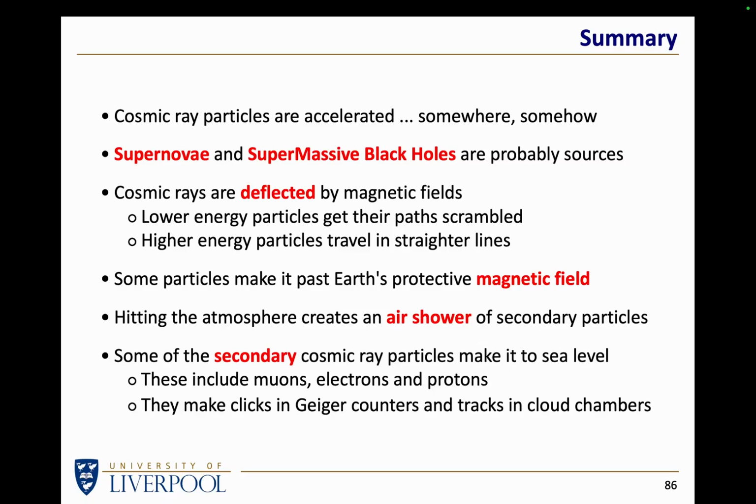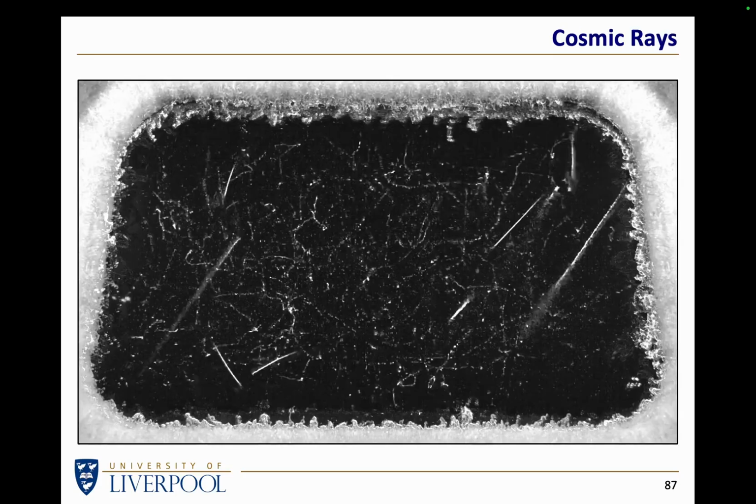So we have particles like muons and also some electrons and protons, the more familiar subatomic particles for us, and they make clicks in Geiger counters, and they make tracks in cloud chambers. So in other words, we can see them passing through the cloud chamber. We can hear them click as they go through a Geiger counter. So the cosmos apparently is full of charged particles that are flying everywhere.